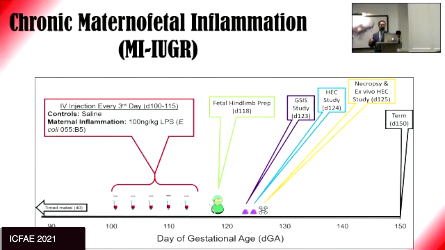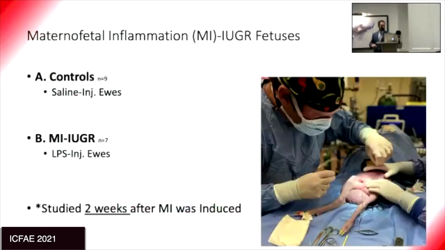I know this says day 15, that's how long we monitored it, but they got their last LPS injection on day 112 of gestation. And then we studied those fetuses about 2 weeks after the last LPS injection. And so we have these 2 groups, the saline injected ewes carrying control fetuses, and then the LPS injected ewes carrying the maternal fetal inflammation induced IUGR fetuses. And again, we studied them about 2 weeks after the final LPS injection.